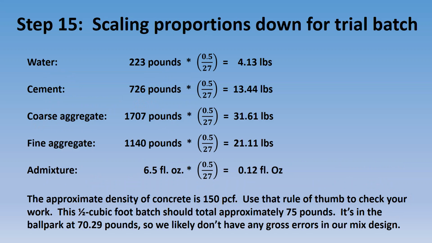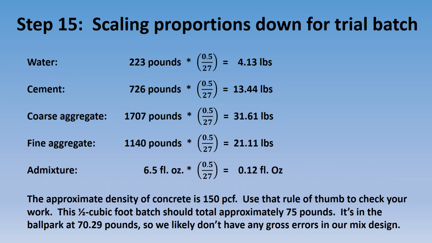So step 15, the last step here, scaling the proportions down for a trial batch. If we wanted to produce a 1/2 of a cubic foot, we would scale our water down to 4.13 pounds, our cement down to 13.44 pounds, our coarse aggregate gets down to 31.61 pounds, and our sand, our fine aggregate, gets scaled down to 21.11 pounds. And even our admixture would get proportionately scaled down to 0.12 fluid ounces. When you get that small with fluids, it's probably easier to measure in millimeters, or milliliters, I should say.